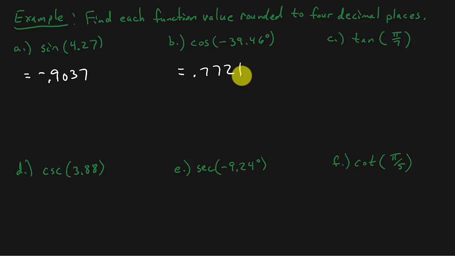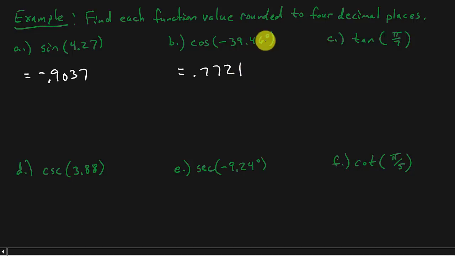Well, what did they do? Next problem, they want to make you work. Got to put your calculator in degree mode now because the angle's in degrees. All right. And then we got tangent of pi over 7. That is going to be 0.4816. Make sure your calculator is back in radian mode.